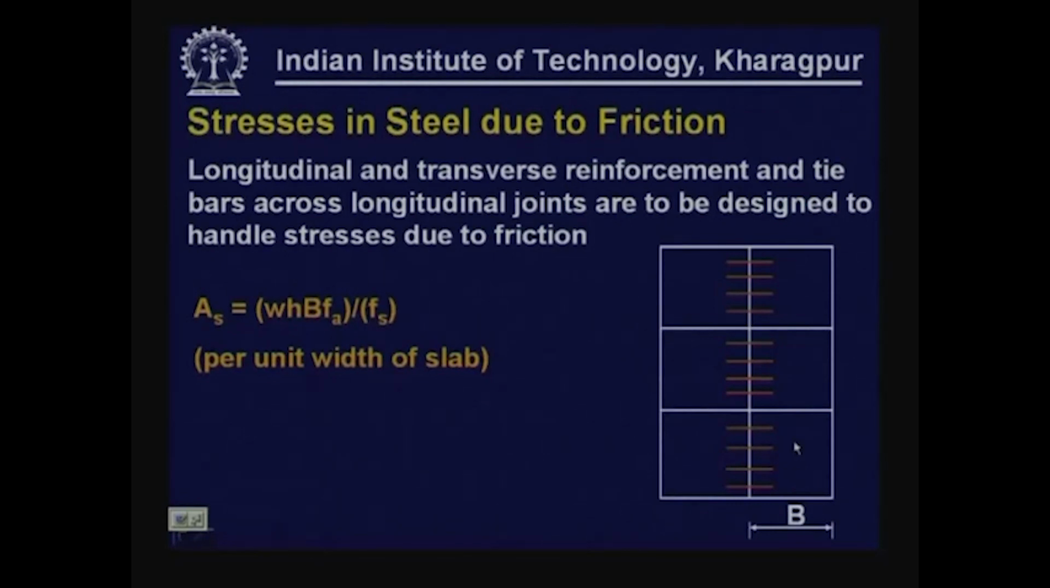We can provide longitudinal or transverse reinforcement and tie bars across longitudinal joints to handle these stresses. The area of reinforcement to be provided is given by this expression, where B is the width of the panel and Fs is the allowable stress.